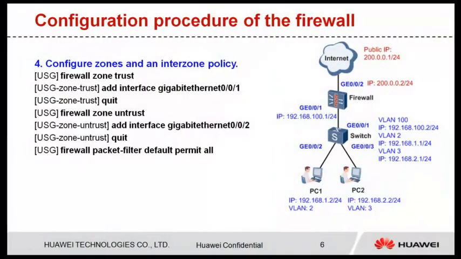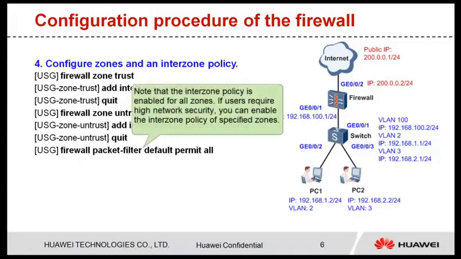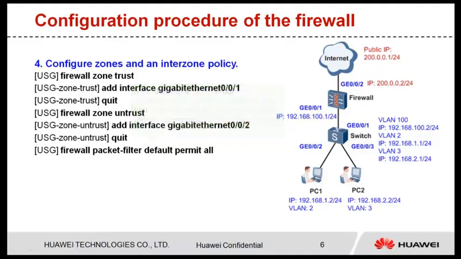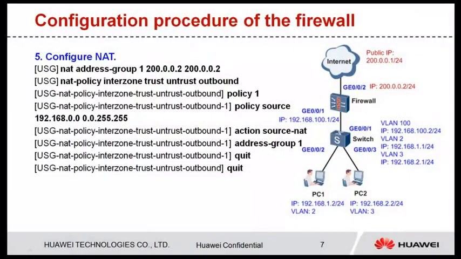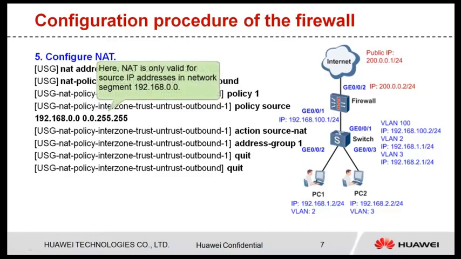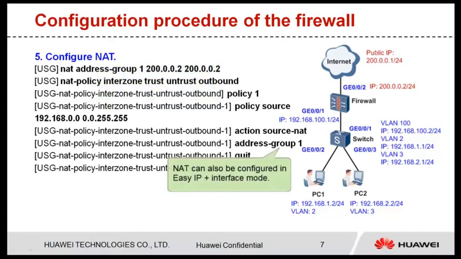Step 4. Configure zones and an interzone policy. Note that the interzone policy is enabled for all zones. If users require high network security, you can enable the interzone policy of specific zones. Step 5. Configure NAT so that intranet users can access the internet. Here, NAT is only valid for source IP addresses in network segment 192.168.0.0. NAT can also be configured in EasyIP plus interface mode. The switch and firewall configuration is complete.